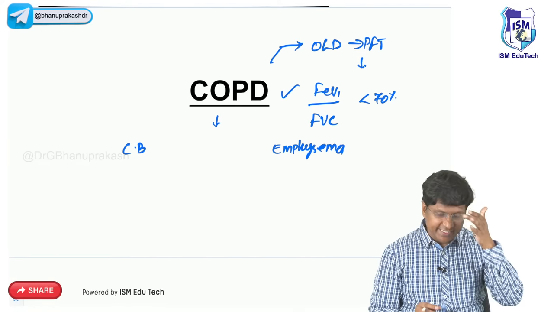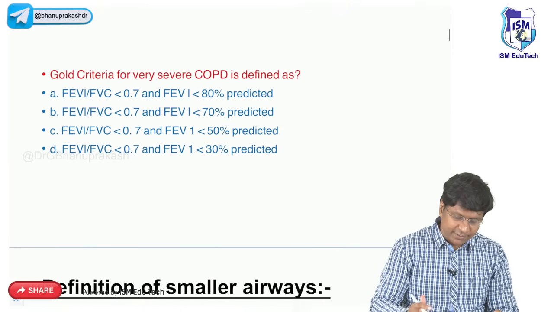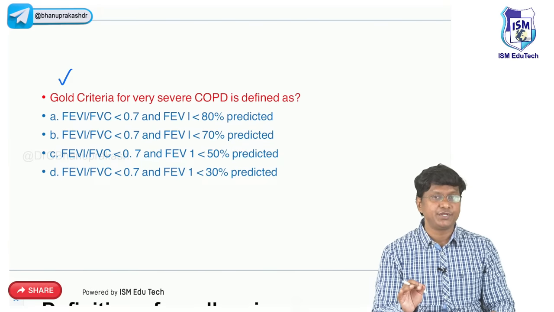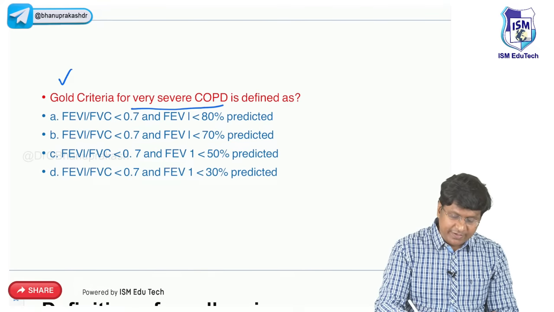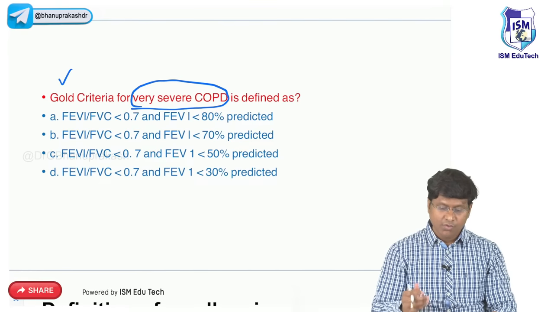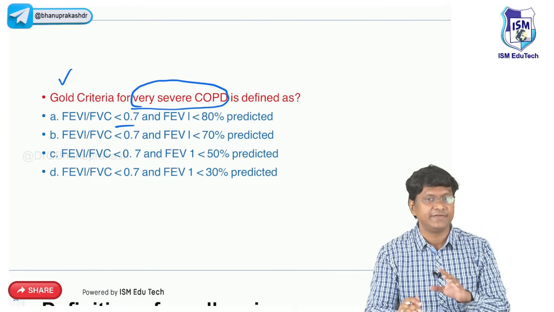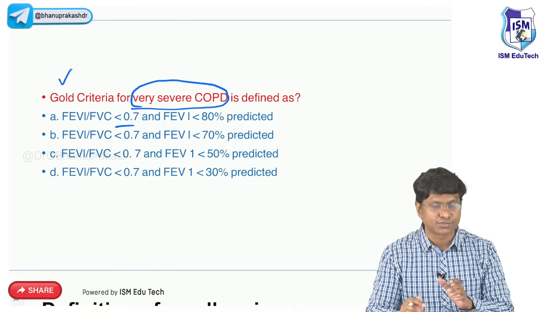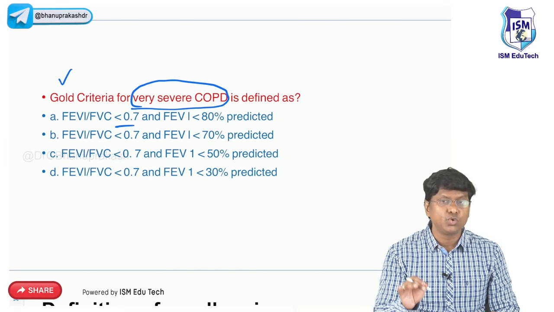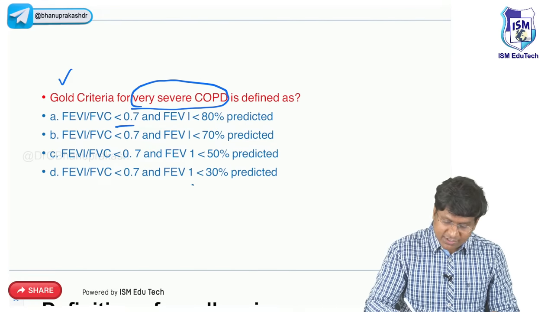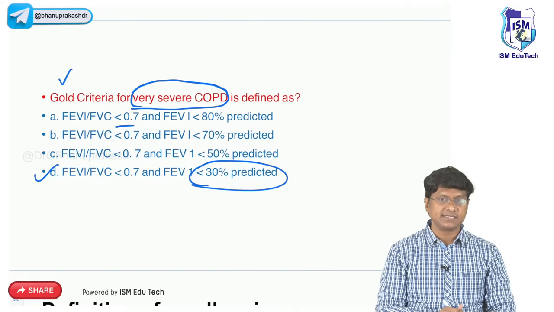Now, the criteria to decide the severity of your COPD is the GOLD criteria. So what does GOLD stand for? GOLD stands for Global Initiative for Obstructive Lung Disease, right? Global Initiative for Obstructive Lung Disease. So to call it very severe COPD according to the GOLD criteria, what exactly is the answer? Your FEV1 by FVC will be reduced in all the forms, mild, moderate, severe, very severe. That is less than 0.7 or less than 70%. But how much should your FEV1 be to call it very severe COPD? Your FEV1 should be less than 30%. That is the point when we call it very severe COPD.